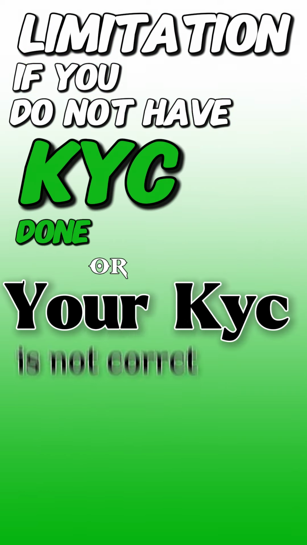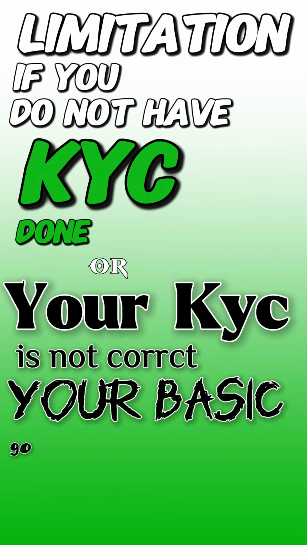So it's best advised that you use stable coins and high liquidity coins like Ethereum. You can use Ethereum and Solana. Some of these coins are interesting to use in terms of arbitrage trading. Then the next thing you need to look out for is limitation. If you do not have your KYC done or your KYC is not correct, you're going to have limitations when you want to apply arbitrage trading in your spot account. So you have to be very conscious of every single thing.